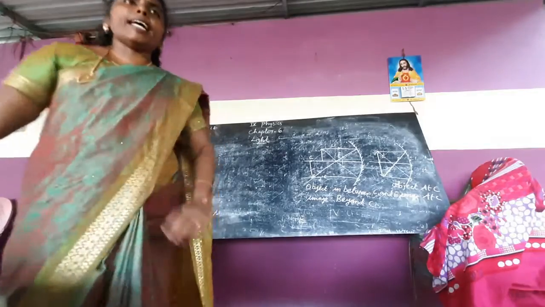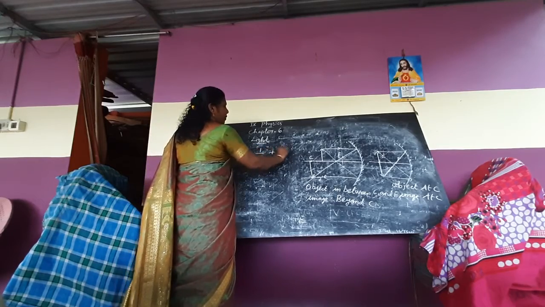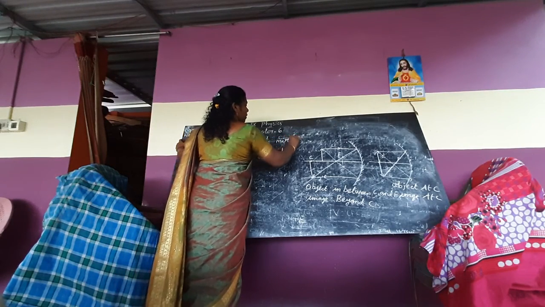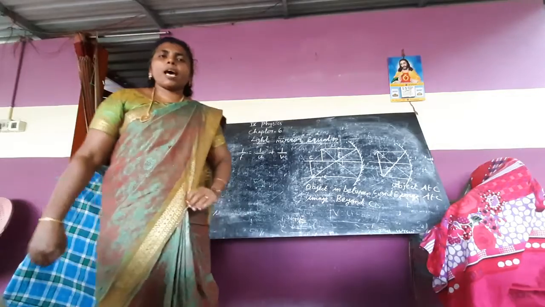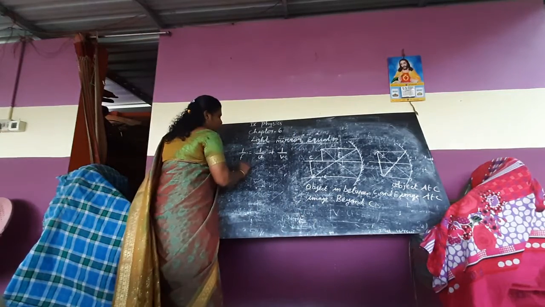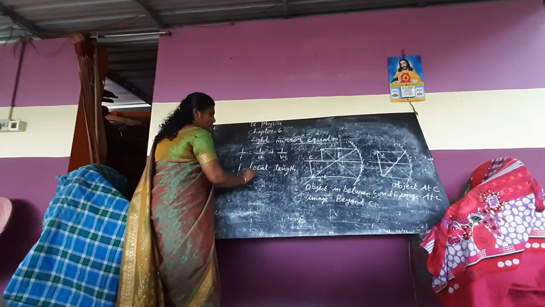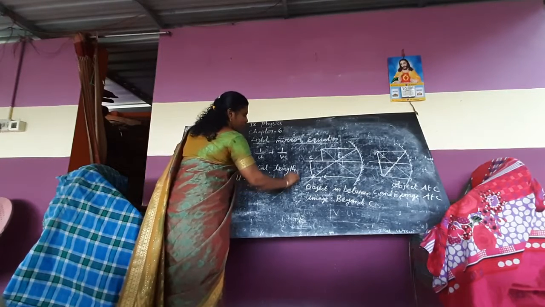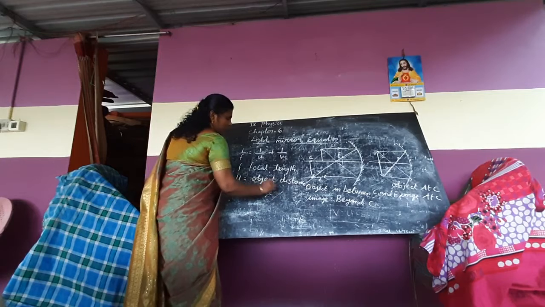Now we can learn the mirror equation. The formula is 1 by f equal to 1 by u plus 1 by v. What is this? Mirror equation. What is f here? f means focal length. What is u? u means object distance. v, image distance.